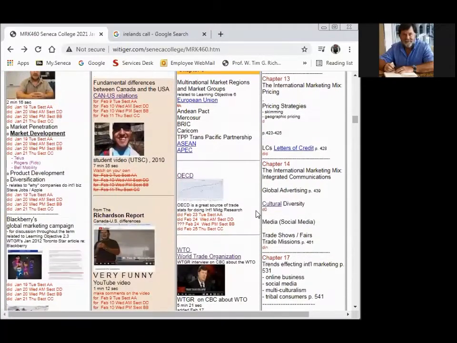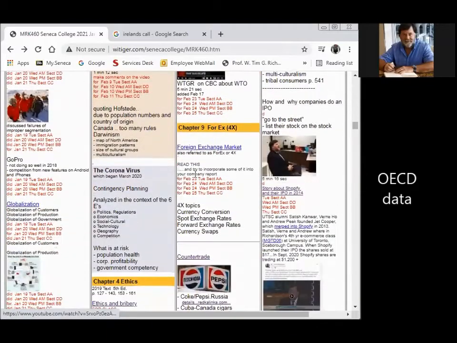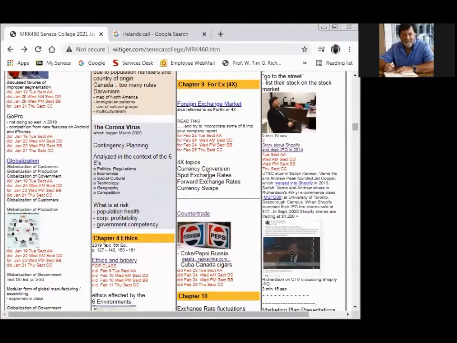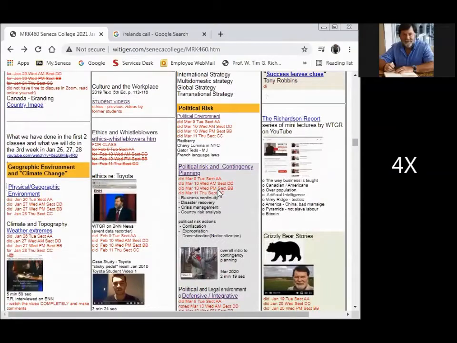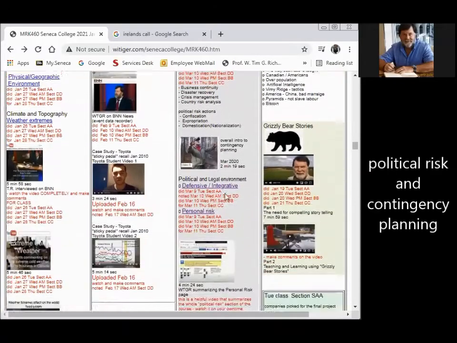And then you've also got some discussions about the OECD. Almost every group could go to the OECD and pick some charts talking about things to do with the population of people that might be the customers of this product. Then you might have some foreign exchange comments about some of these countries that you're trying to do business in. And then you get into some things related to political risk and contingency planning.